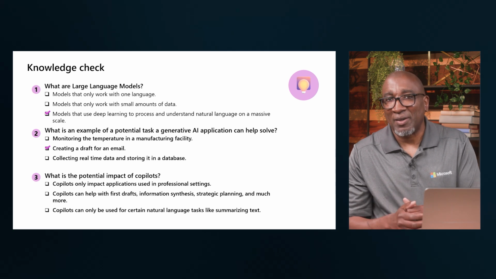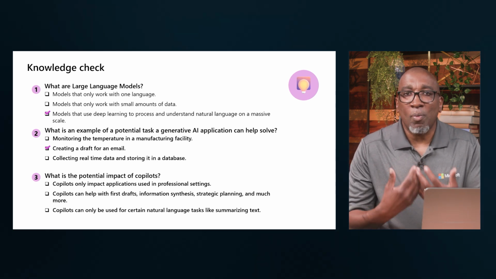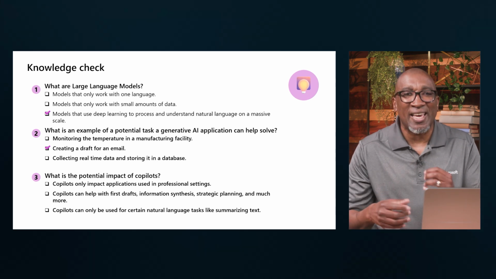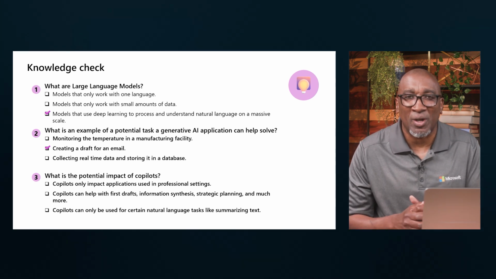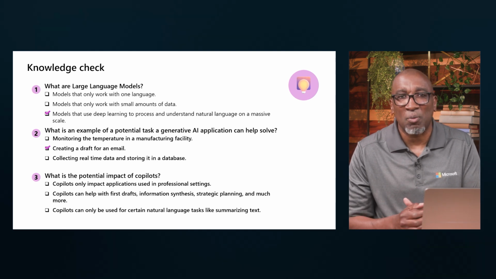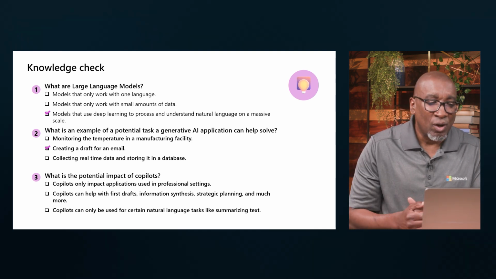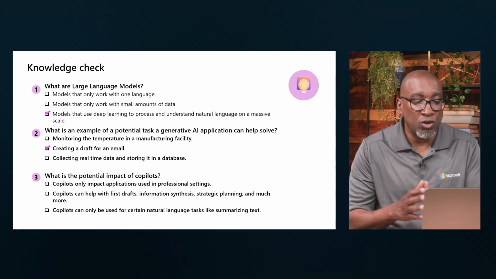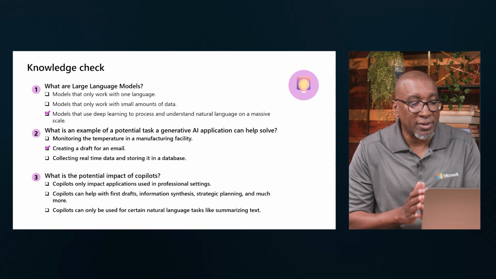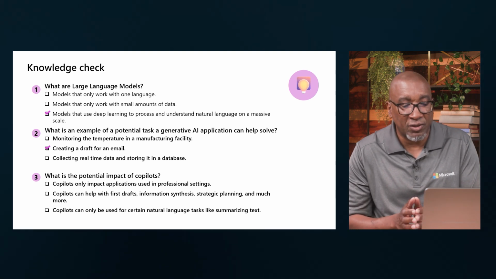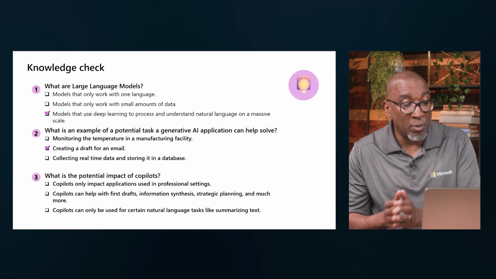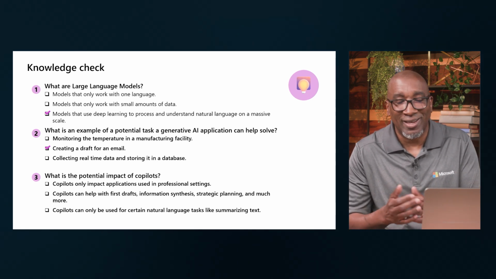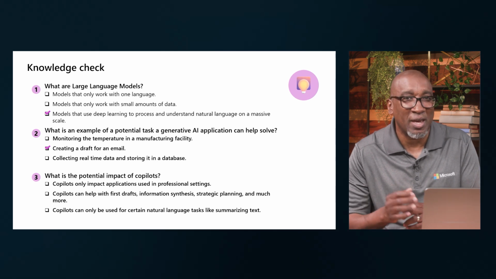Creating a draft of an email. One of the things that copilots do is they get us through that initial phase faster. So any initial iteration we want to use, that's a great opportunity for Copilot. Lastly, what's the potential impact of copilots? Copilots only impact applications used in professional settings. Copilots can help with first drafts, information synthesis, strategic planning, and much more. Or copilots can only be used for certain natural language tasks like summarizing text. Let's pause again while you think about that one.